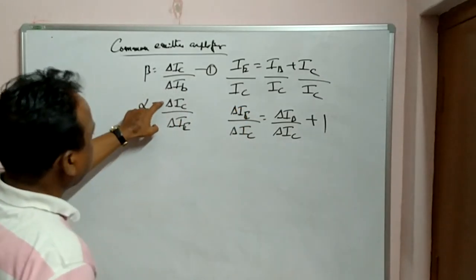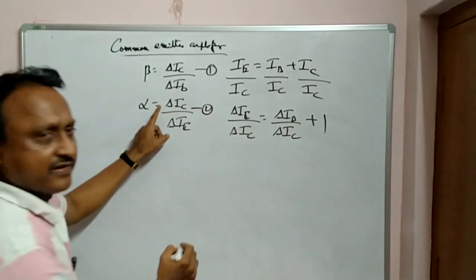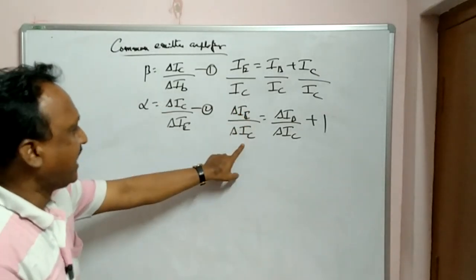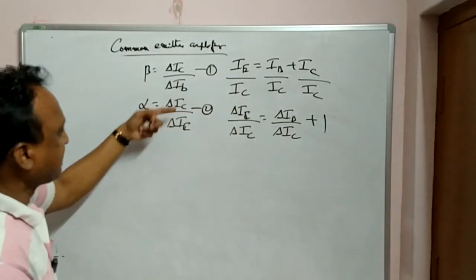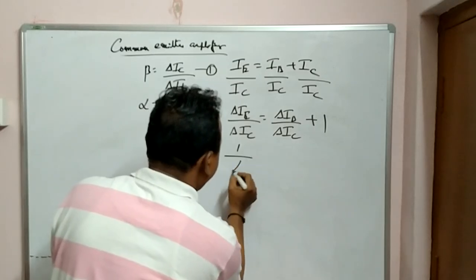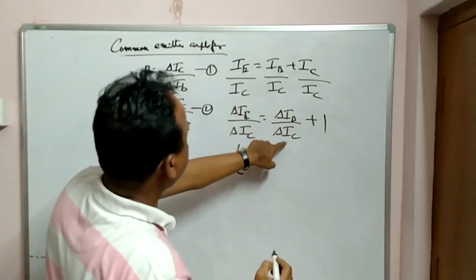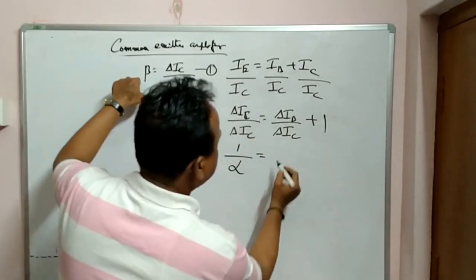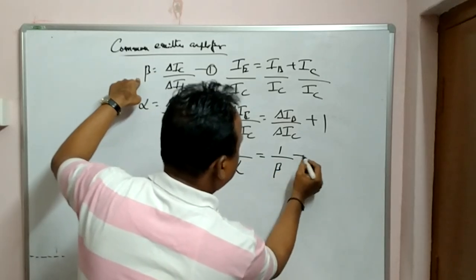Reverse it. Observe equation 2, delta IE by delta IC. So this is the reverse, 1 by alpha again. 1 by alpha is equal to delta IB by delta IC by IB, which is beta. So this one I can write as 1 by beta plus 1.